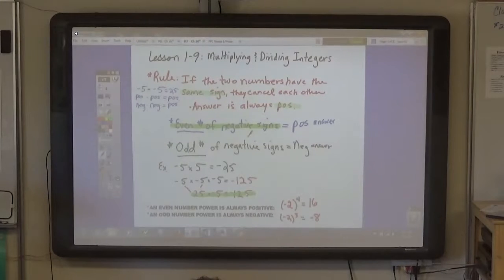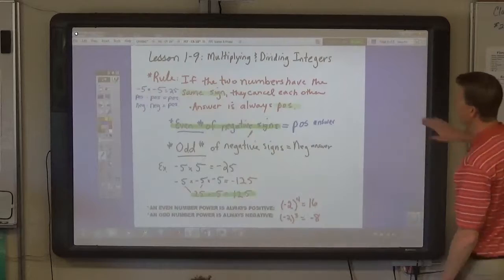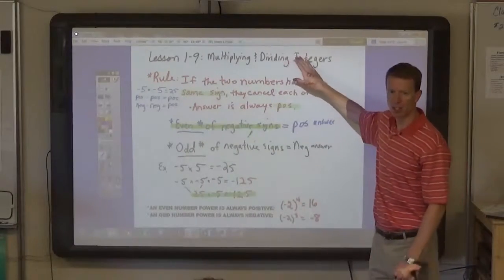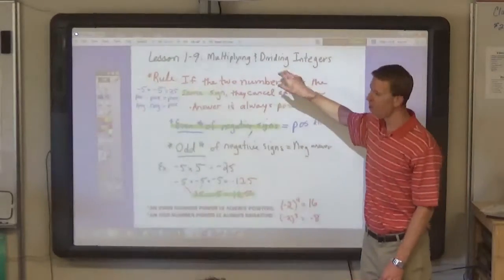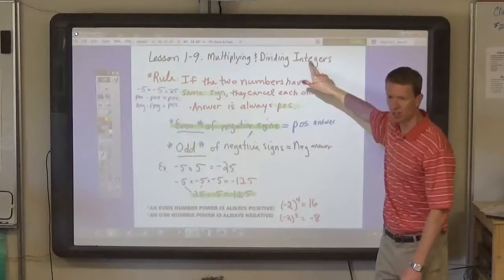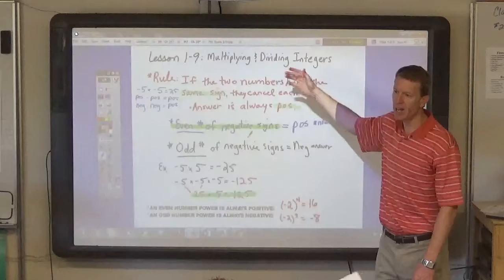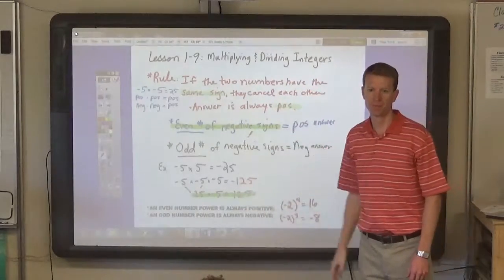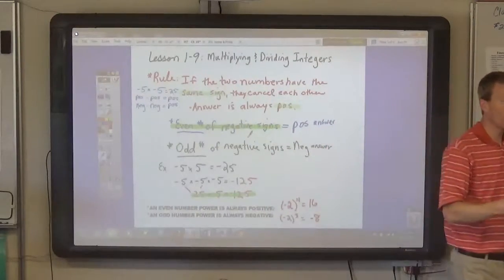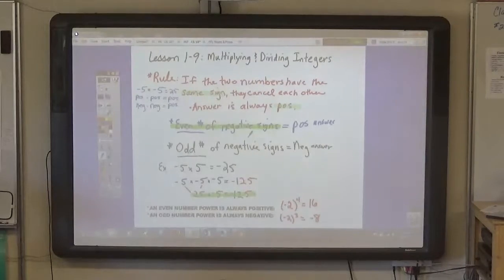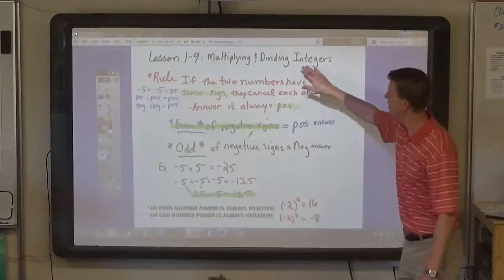Okay, 7th graders, lesson 9, in chapter 1. We're going to review multiplying and dividing integers. Now, remember this term integers refers to only whole numbers and their opposites. So, positive whole numbers and negative whole numbers. That's what that term integers means.